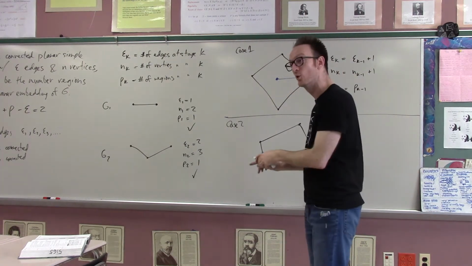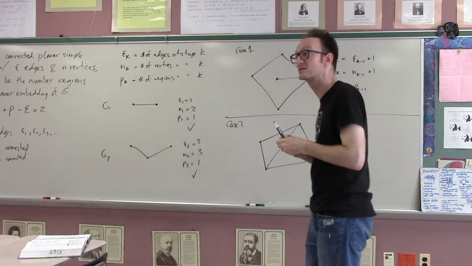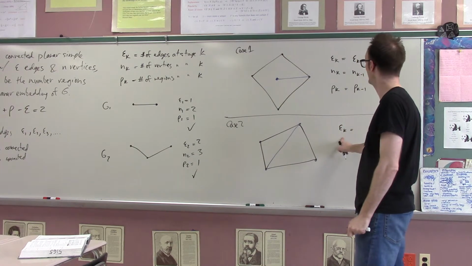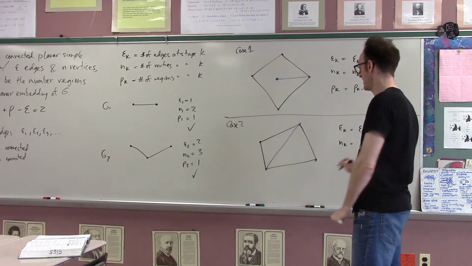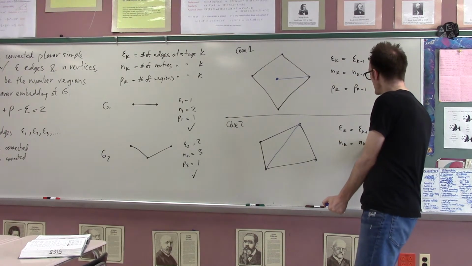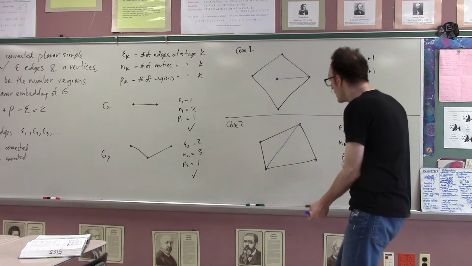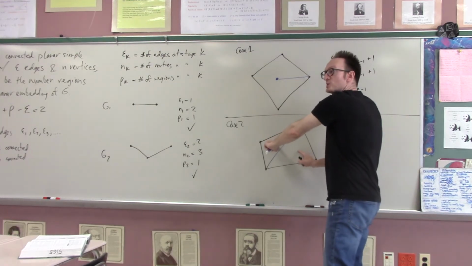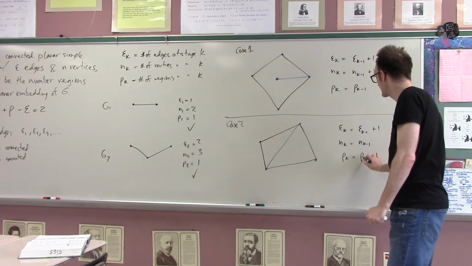Case 2 is that the edge is added between two vertices that already exist. How many edges are there now? Epsilon k minus 1 plus 1. Again, I add a new edge. How many vertices are there? n sub k, just the previous number, because we don't add any new vertices. And how many regions are there? By connecting two vertices that are not already connected, since this graph is simple, I partition this region up into two regions. So this is necessarily one more region than previously.